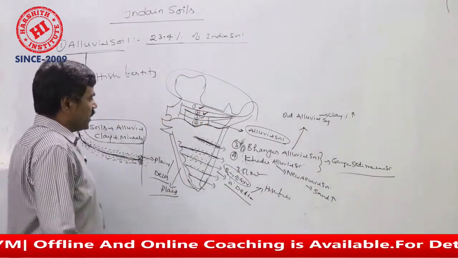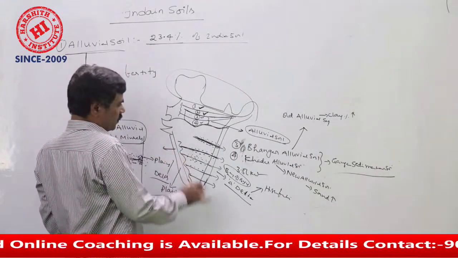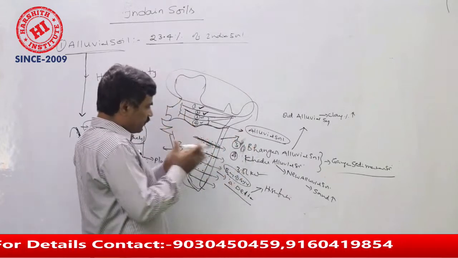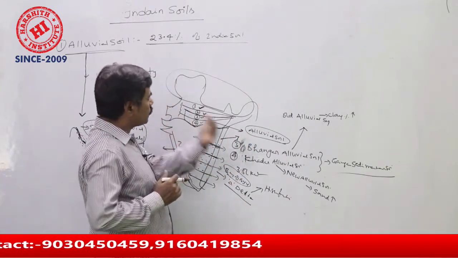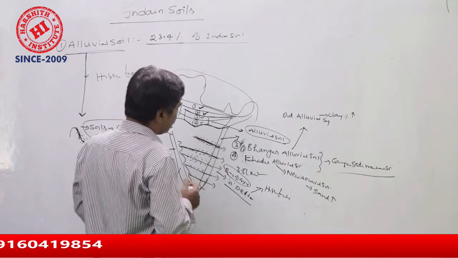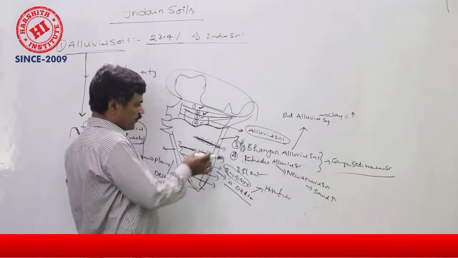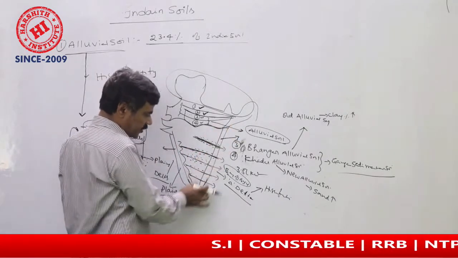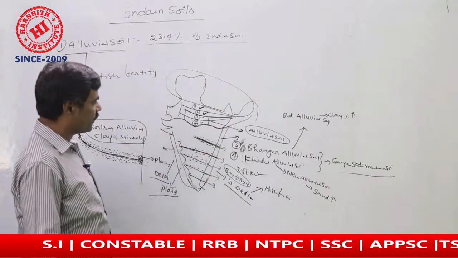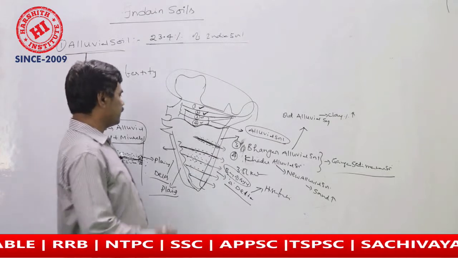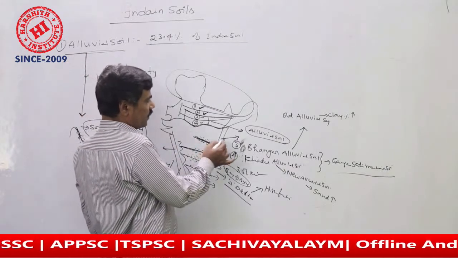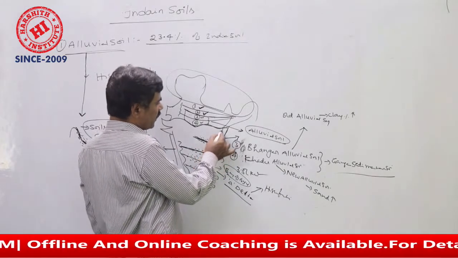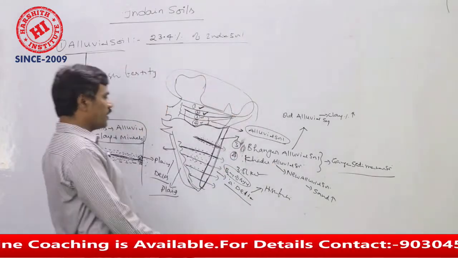Compared to the west coastal plain, the east coastal plain has maximum fertility soil, many times more fertile, because the east coastal plain is two times wider than the west coastal plain. That's why the east coastal plain is called the food granary of South India.